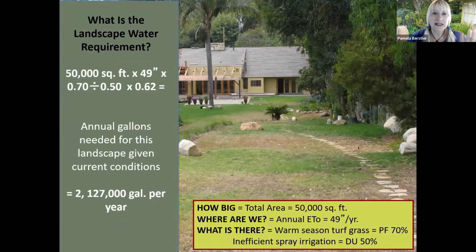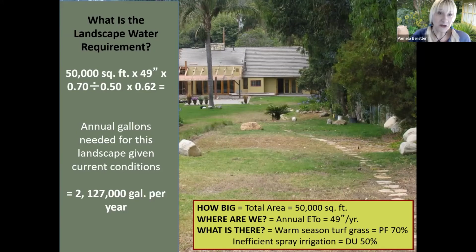And so now, what is the landscape water requirement? We need to know also, where are we? And we know that we are in ETO of 49 inches. So for landscape water requirement, we're just setting it up. How big? 50,000 square feet. Where are we? 49 inches of ETO. And the plant, and then what's there?